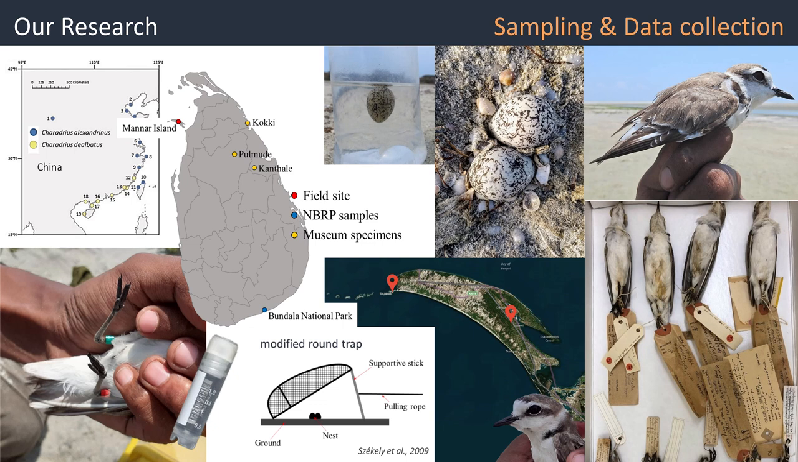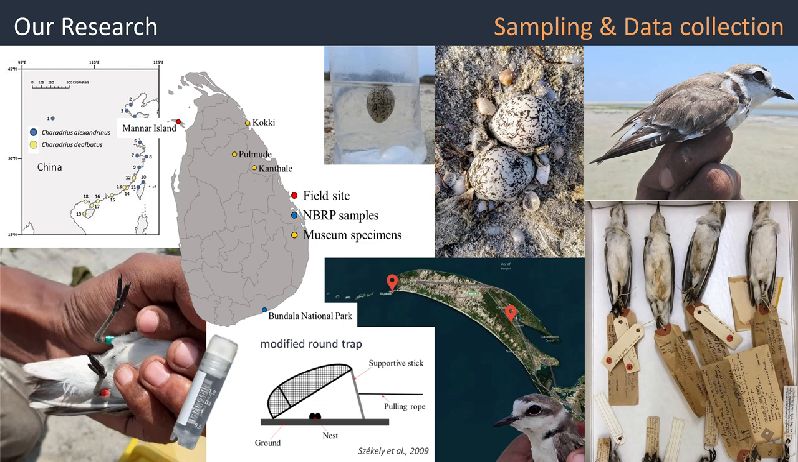Actually, we collected our samples in the breeding season because we wanted to avoid any conflict with the migratory forms, which is the Kentish plover. So we confined our sampling to the breeding season, so we can ensure that they are all Hanuman plovers, and we compared our data sets with Alexandrine, which is the Kentish plover, and the white-faced plover from the Chinese regions.